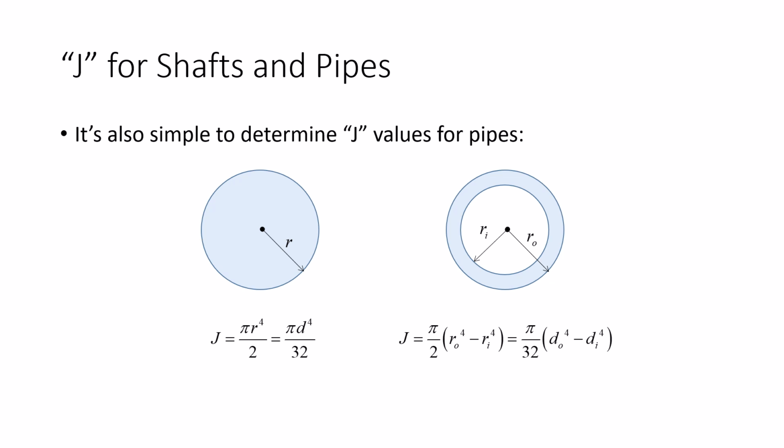If you wanted to determine it for a pipe, you would just say J outer minus J inner. And don't worry, I have a little slide here at the end that summarizes all of the formulas in one place. Hey, here it is. So it is very easy to determine J for pipes as well as J for circular shafts.